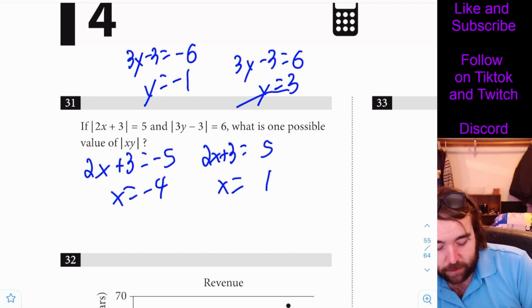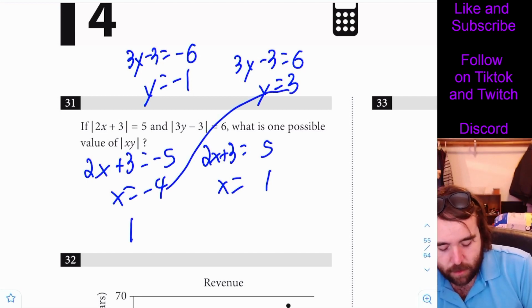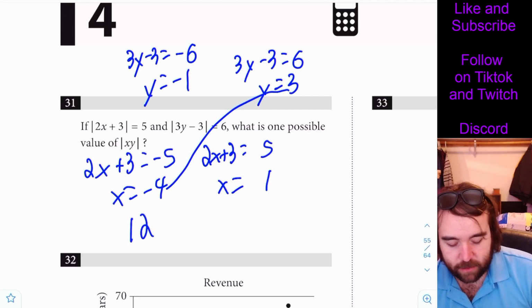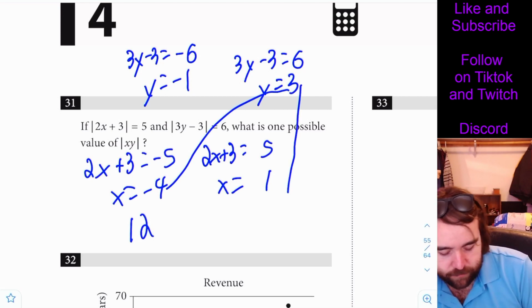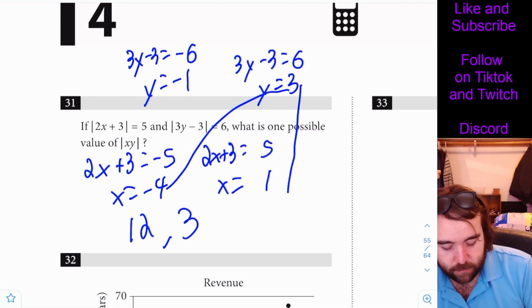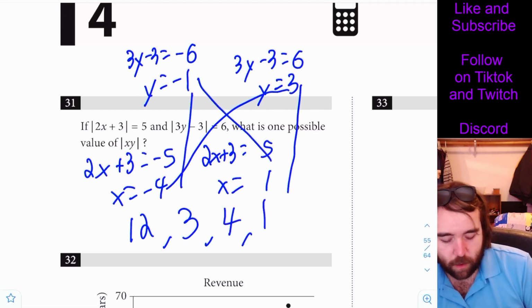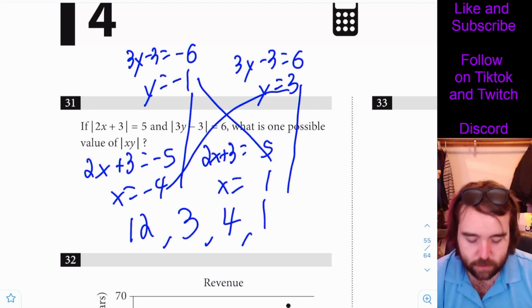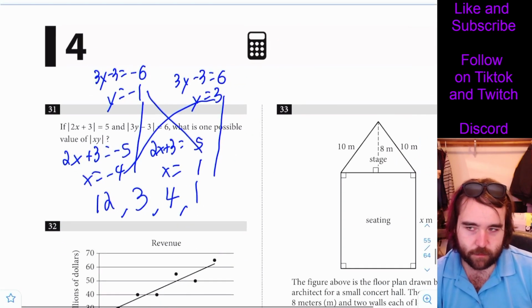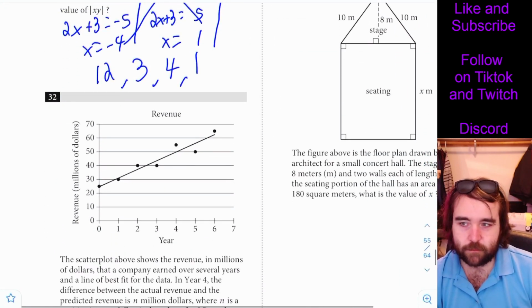So then you go, okay, let's go 3 times negative 4. Absolute value of that is 12. And so the other possible one should be 3 times 1 is 3. 4 times 1 is 4. 1 times 1 is 1. 1, 3, 4, or 12 should all be answers. You just pick one of them.